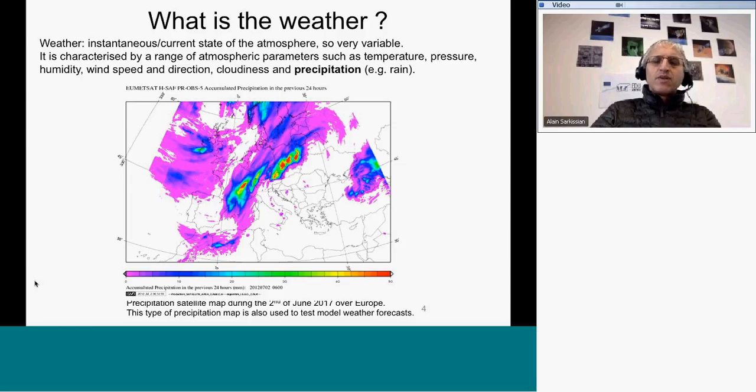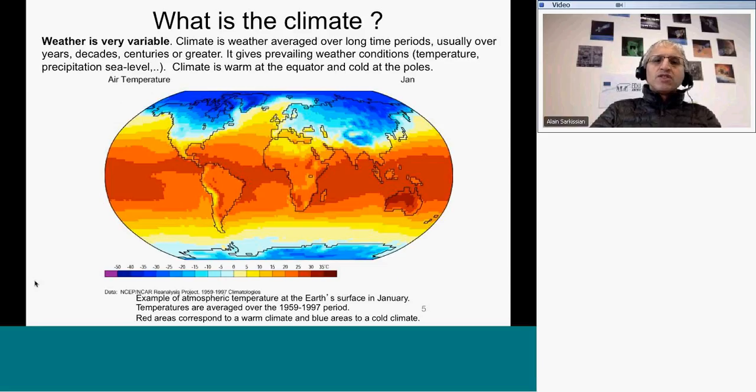This is another satellite map, of precipitation, and I will show you the difference with climate. In fact, climate is simply a sort of average, the average weather. It's about a long period of time. So it means that the climate changes very slowly, because it's the time average of the weather. This is just an example of a map of what we call a climate. This is the temperature at the surface, and what you see is that in red it's very warm, and in blue it's very cold. Blue means the polar regions.